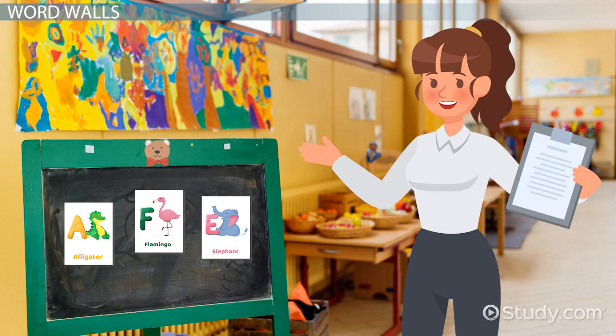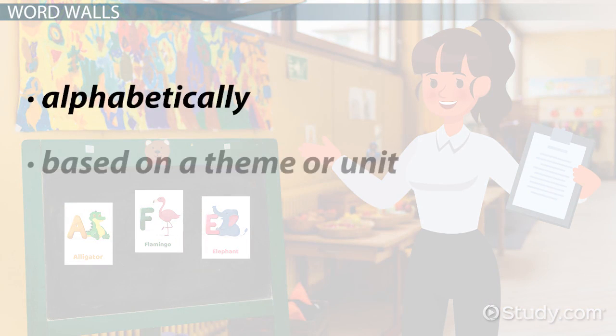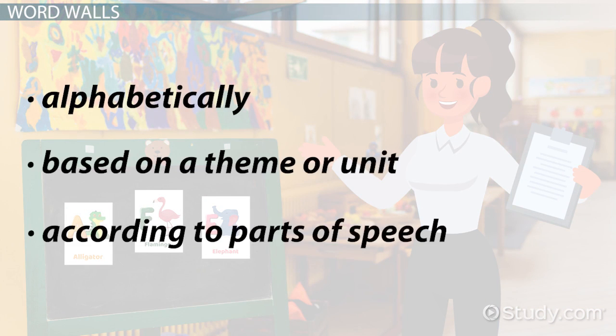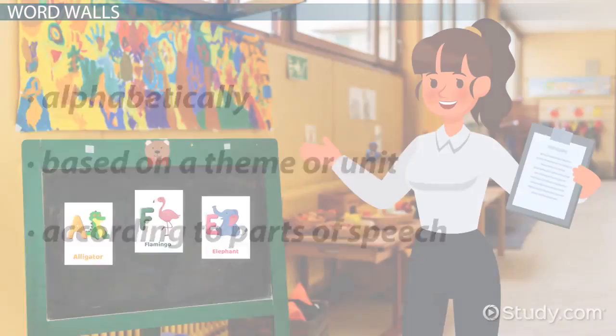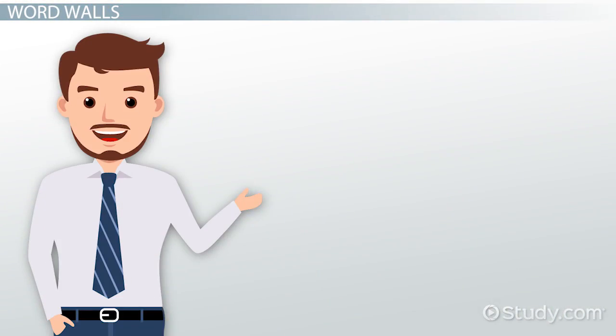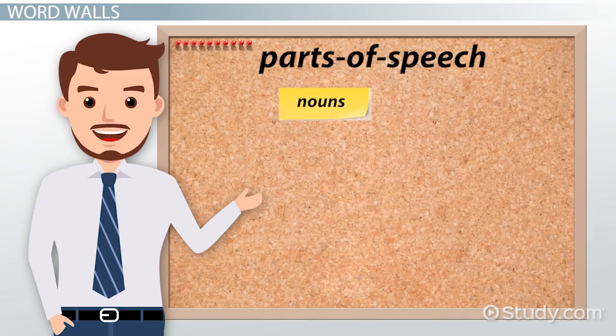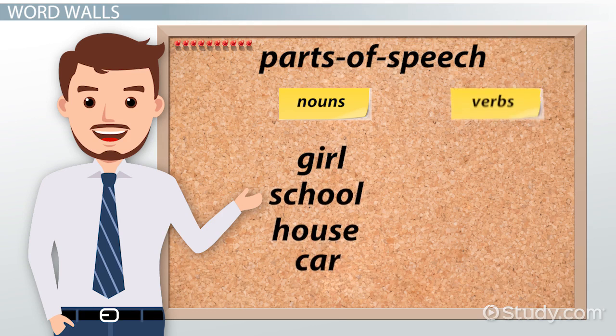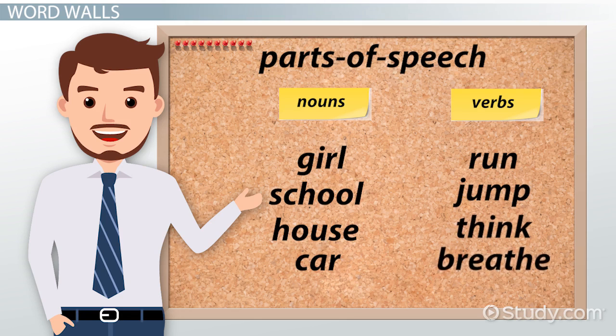How a word wall is displayed is generally up to the teacher, but they can be organized in a number of ways, such as alphabetically, based on a theme or unit, according to parts of speech, like nouns or verbs. For example, a parts of speech word wall may have a noun section with the word nouns printed on a piece of cardstock. Under the nouns section could be words like girl, school, house, and car. The verb section may include words like run, jump, think, and breathe.